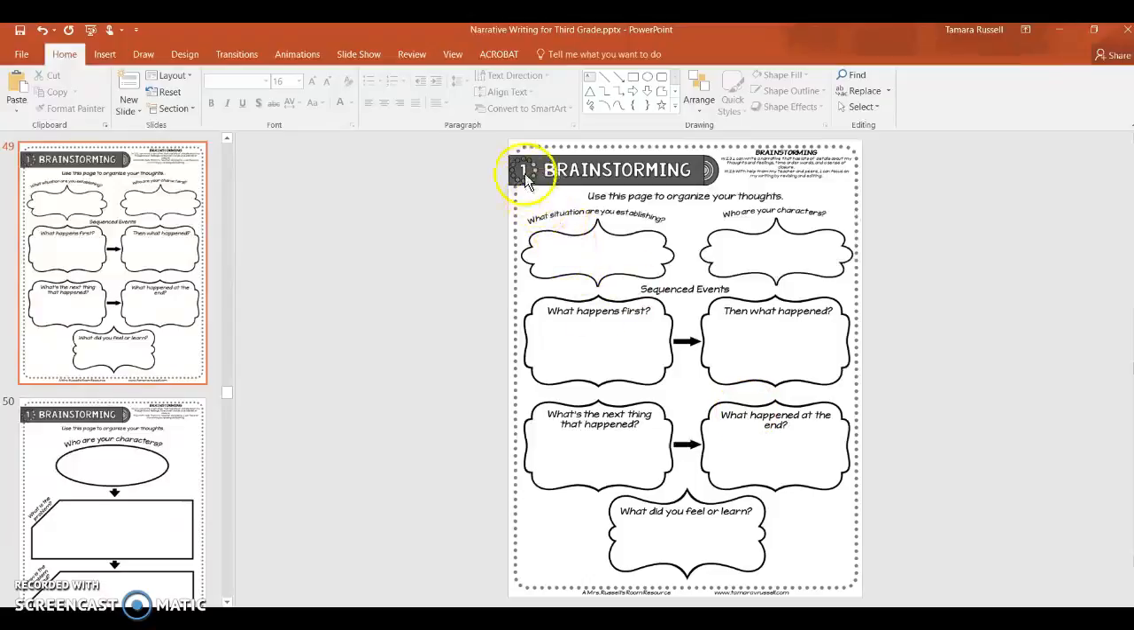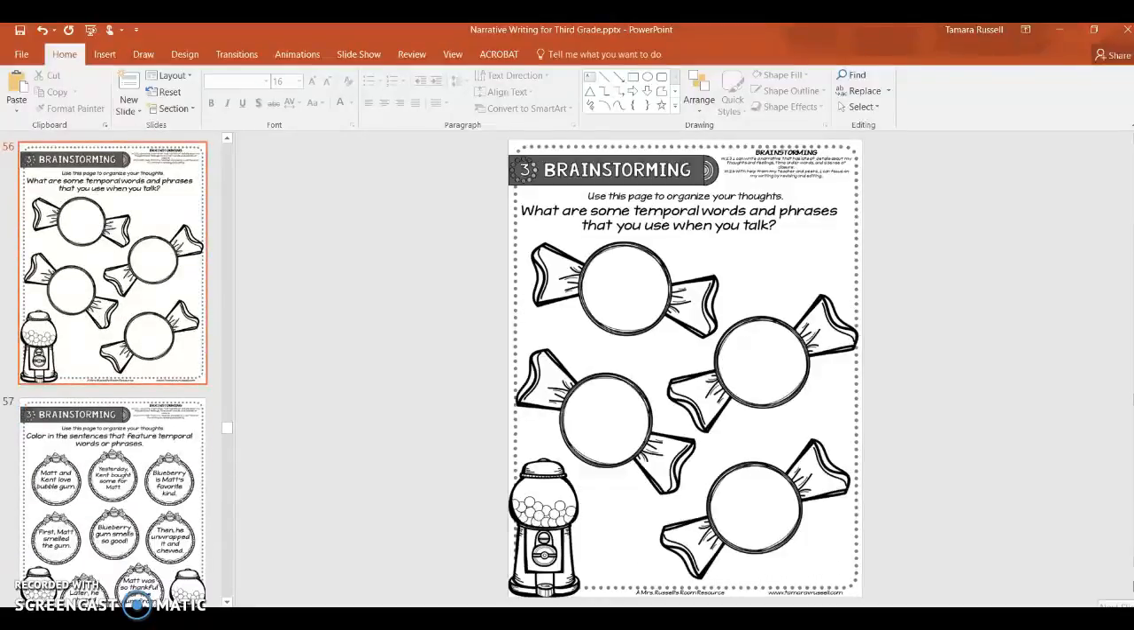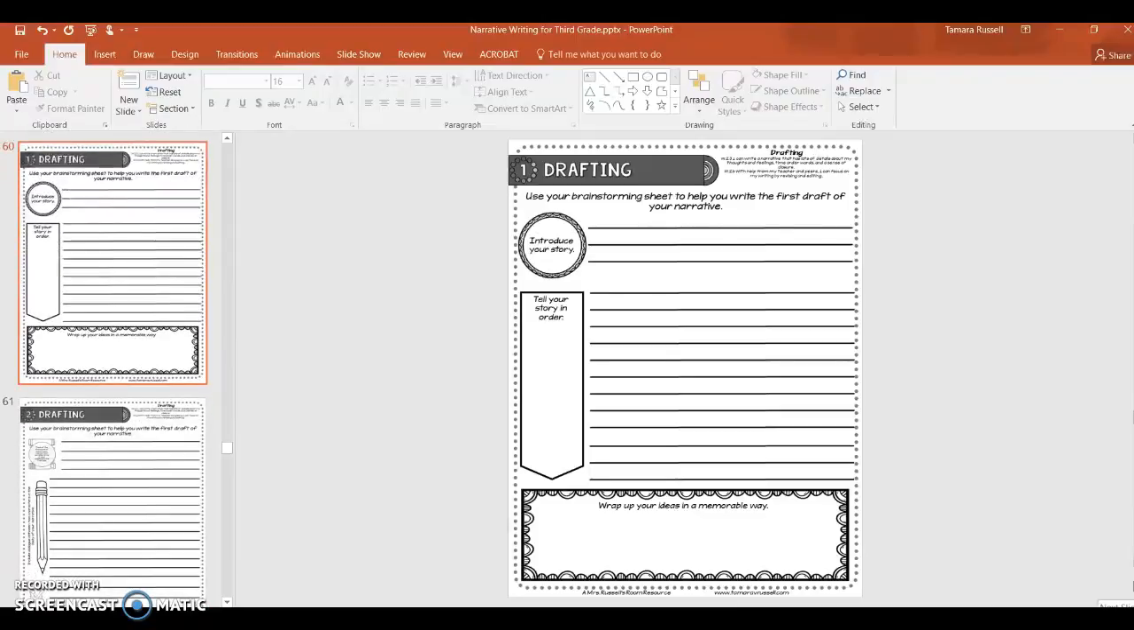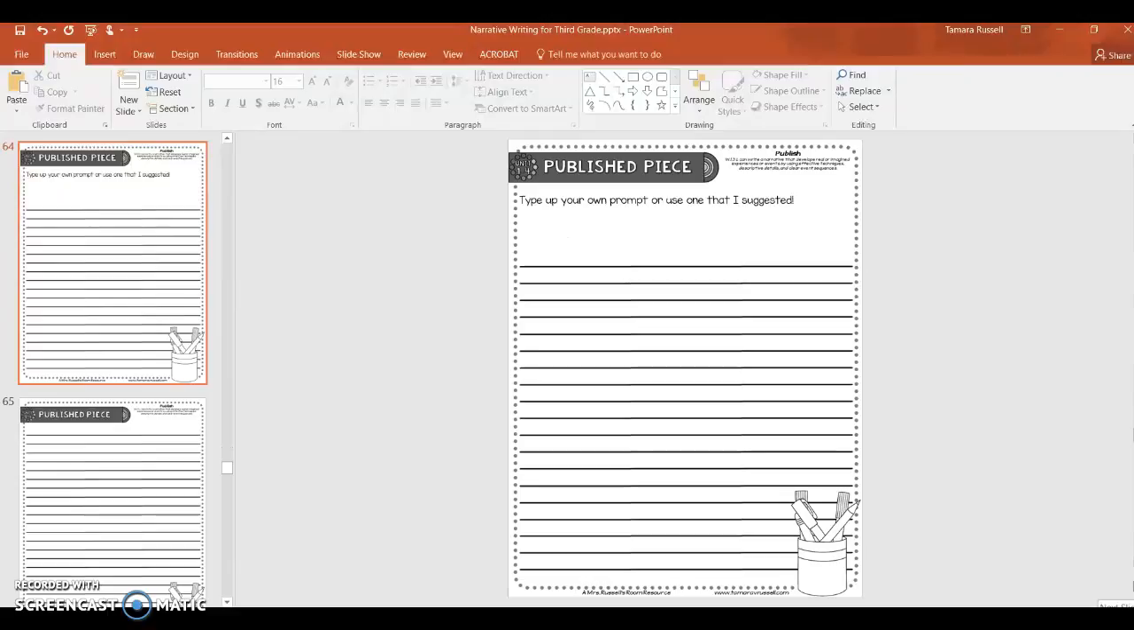Week 1, I have a brainstorming sheet for you to use, and you can check the numbers at the top corner because that'll tell you what particular week I felt like I wanted this to go with. Of course, again, it's your choice if you wanted to use it for other things, but these are specifically crafted week to week. So you can see there's brainstorming sheets, 3 for week 1, a couple for week 2, a couple for week 3, a couple for week 4, and there's only 4 weeks here. And I have some drafting sheets for you to use, just one for each week. And then you can have them publish something for you. Again, you can type the prompt up here, or use one that you made up or something that I made up, either way.